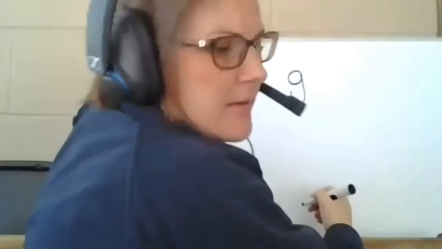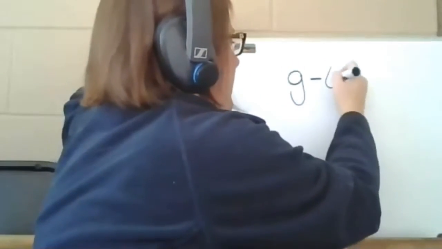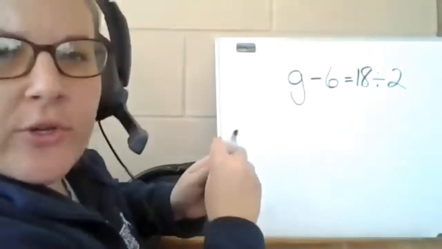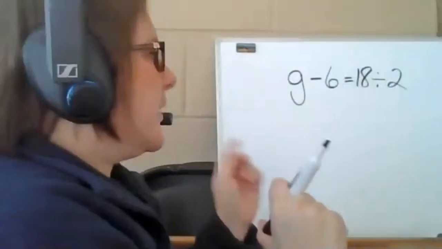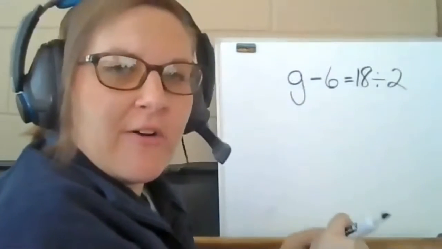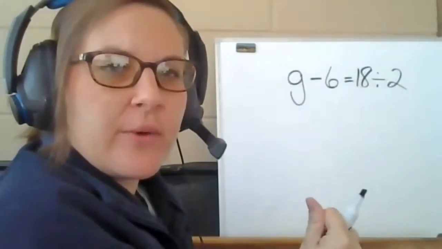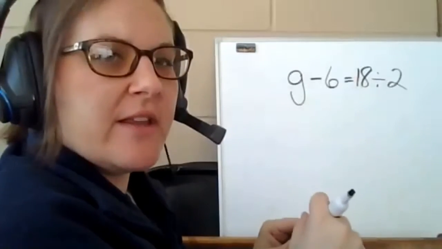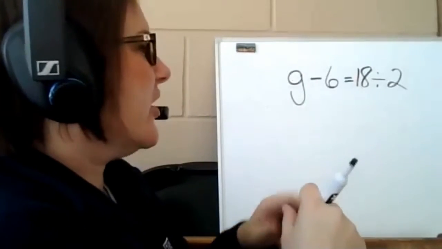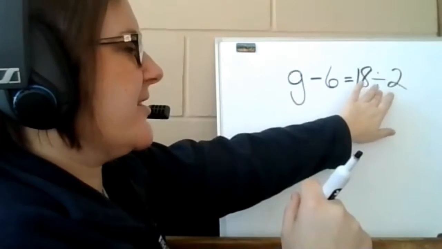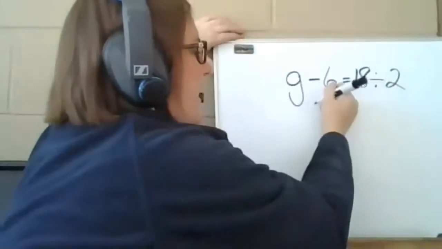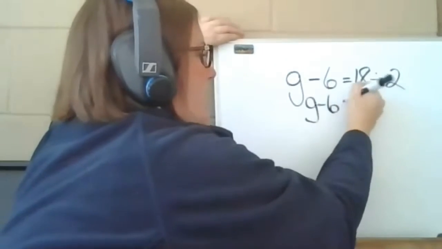Okay. So we have G minus 6 equals 18 divided by 2. That's what it says. When you have an equation like this, you cannot solve with the letter side. You have to do the side that doesn't have a letter. So we're going to solve this side because this side doesn't have a letter. So we're going to just write G minus 6 equals.